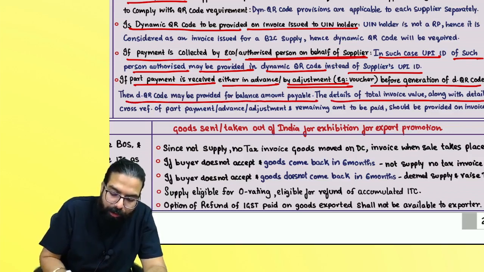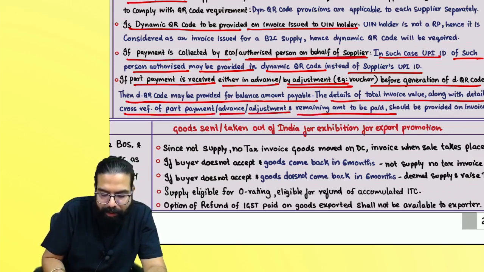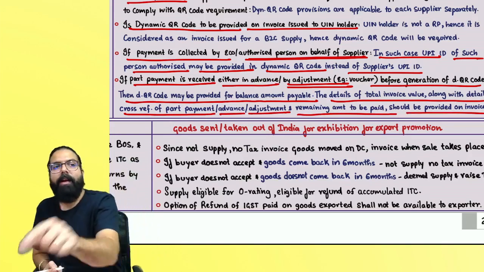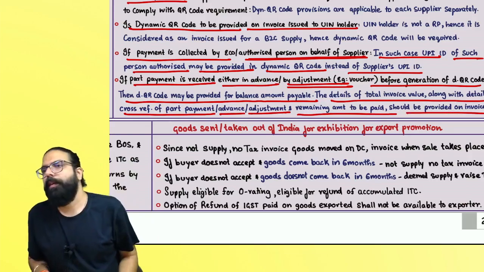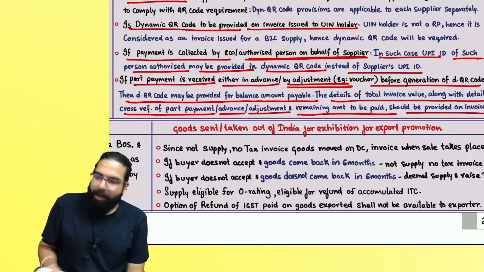The details of invoice value along with details of cross reference of part payment, advance, adjustment, and the remaining of the amount that should be paid should be captured in your invoice. Are we clear, everyone? Can we go ahead?